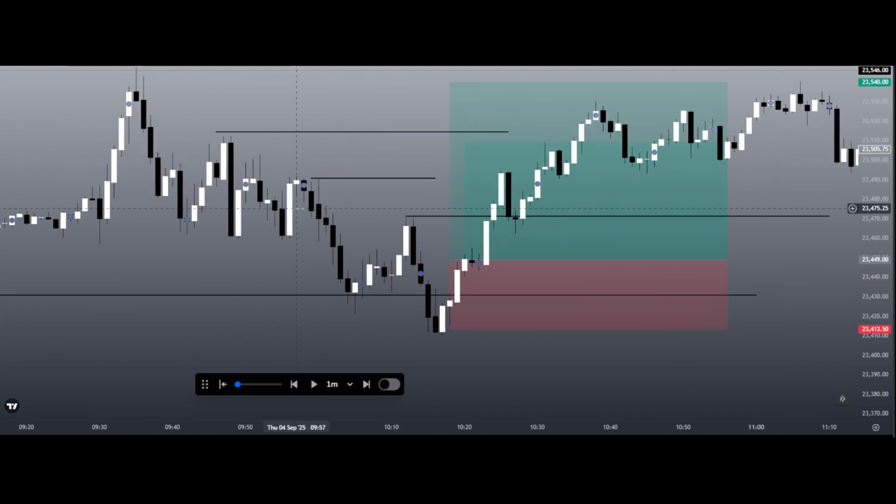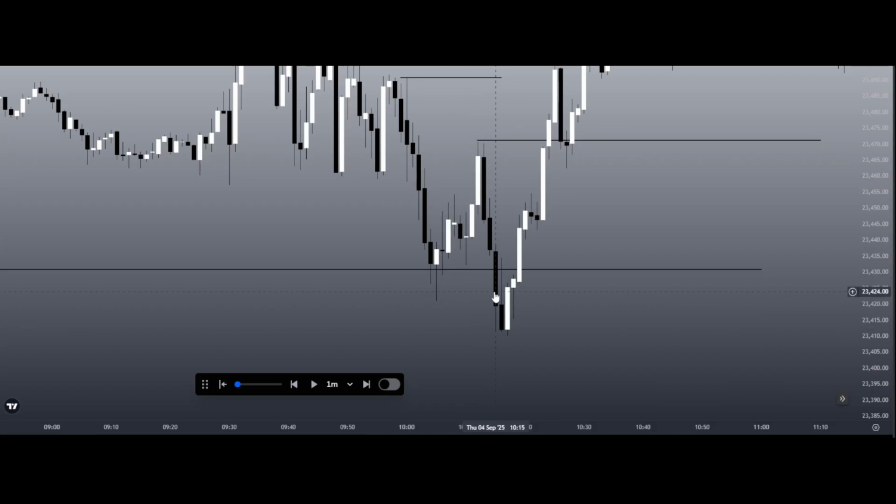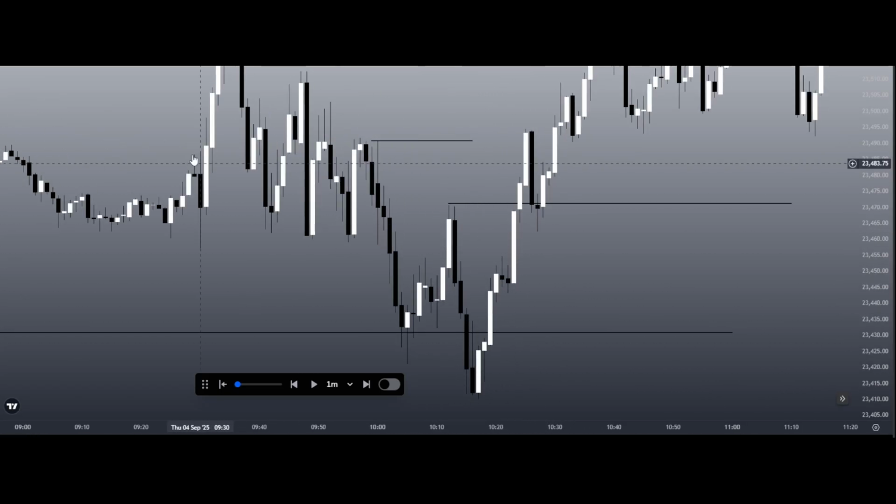Now that doesn't mean you can take some crappy setup. Still wait for a decent setup to go with them. Like in this case, we had an A plus setup: manipulation leg, V shape up. This is very, very high quality, and you should 100% be taking something like this.